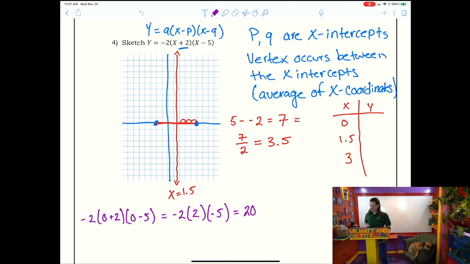Now evaluating at 1.5, I'm going to have negative 2 times 1.5 plus 2 times 1.5 minus 5.